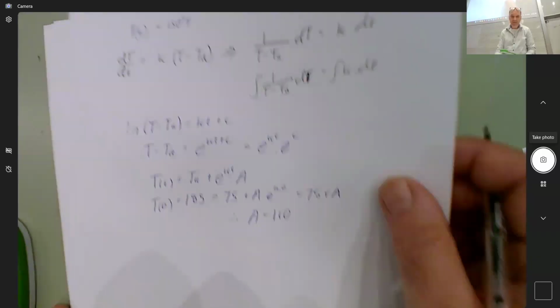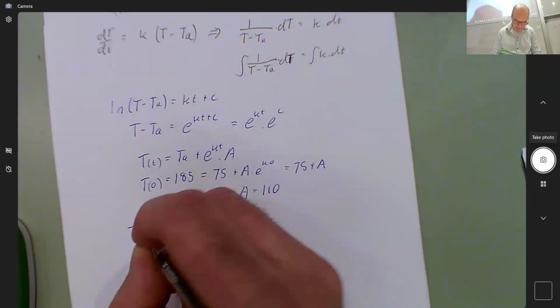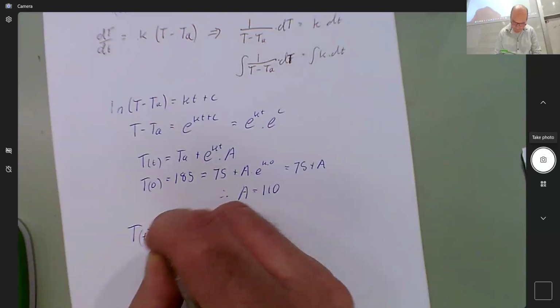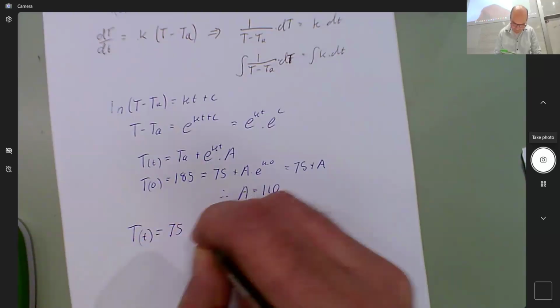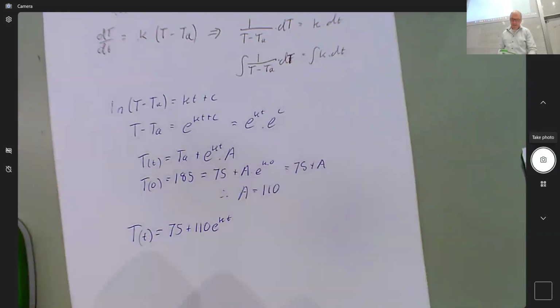I've not put that up the page far enough, have I? So A is always going to be that difference between the ambient and the initial temperature. All right. We know that. And so we're saying our T of t is equal to 75 plus 110 e to the kt. We are still short of one of these constants. All right. So we're going to use the next piece of information we were given.